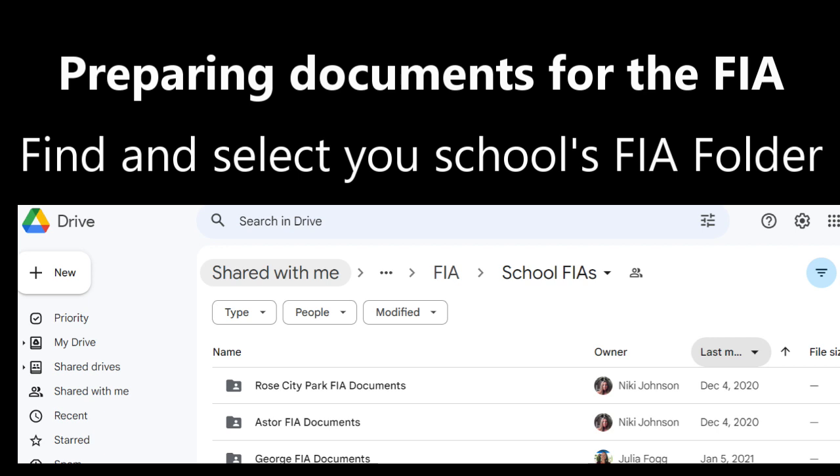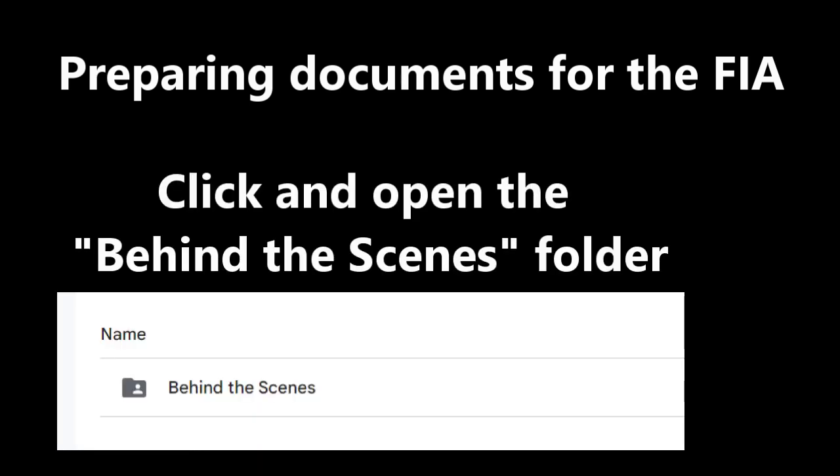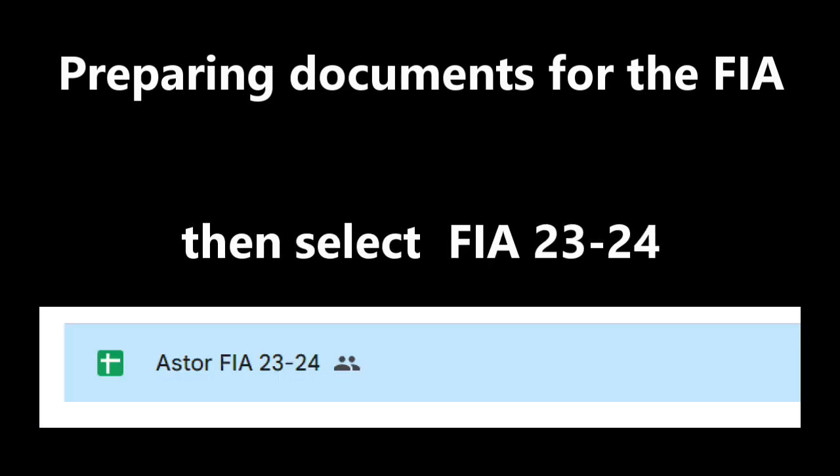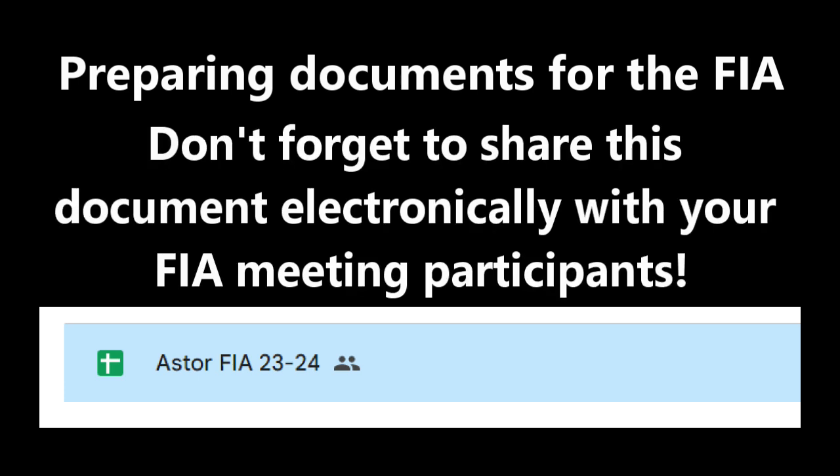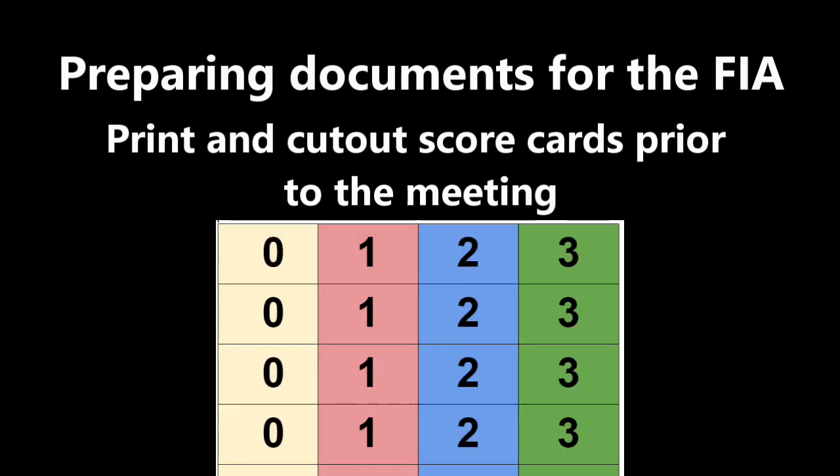Find and select your school's FIA folder. Click and open the Behind the Scenes folder. Then select the FIA 2324. Don't forget to share this document electronically with your FIA meeting participants. Print and cut out scorecards prior to the meeting.